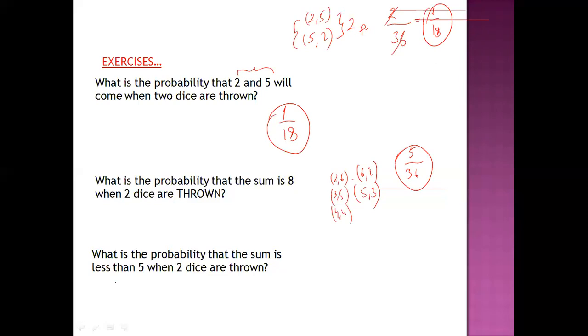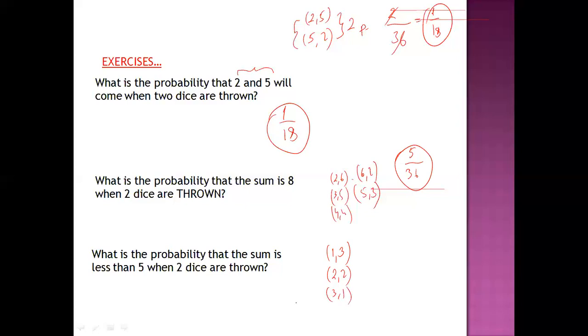And the last exercise, what is the probability that the sum is less than 5 when 2 dice are thrown? Now, the sum of 2 dice less than 5. It's 1 and 3, because the sum of 1 and 3 is 4. 4 is less than 5. And the second case is 2 and 2 and 3 and 1.